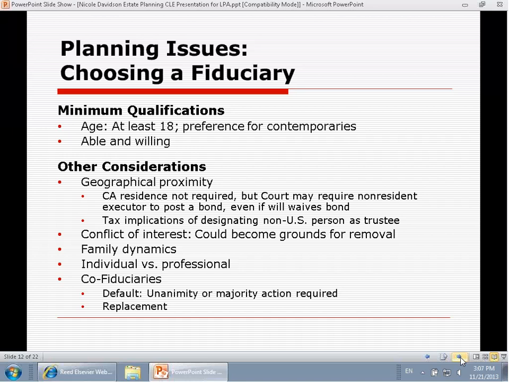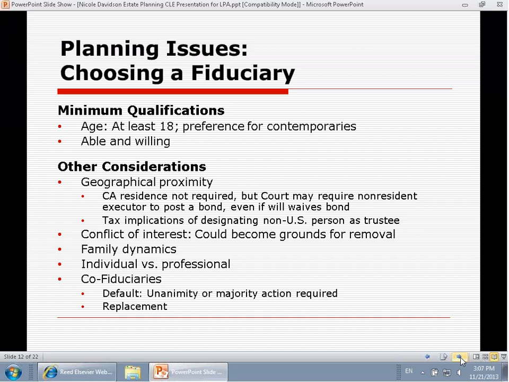Next consideration we have here is conflict of interest. A conflict of interest could become grounds for removal of the fiduciary, but whether it actually leads to removal or not, it's a good question to ask. If I'm listing somebody to be a fiduciary and they are the sole beneficiary, well, that's probably a good thing because they have an interest in getting it done, and there's not really too many people to have a conflict with. If there are multiple beneficiaries, it can get more dicey there, especially in the situation of children.